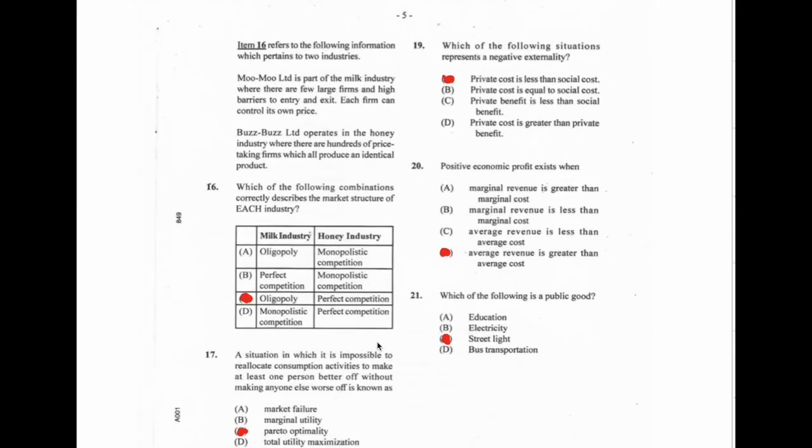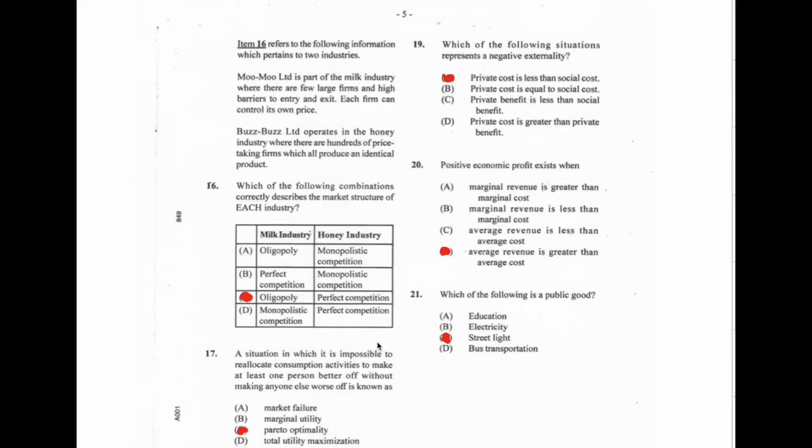16 says Moo Moo is a part of the milk industry where there are few large firms and high barriers to entry and exit. So large firms, that's already indicative of the market structure we need. There's control over the price and high barriers to entry and exit. So already we're looking at an oligopoly.